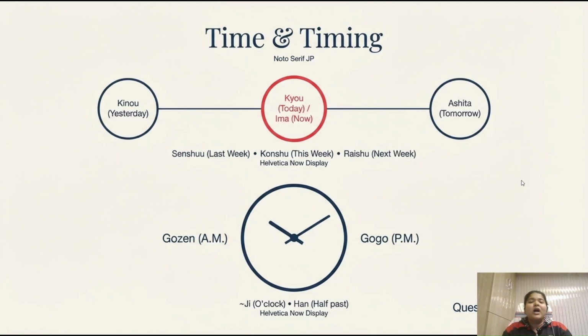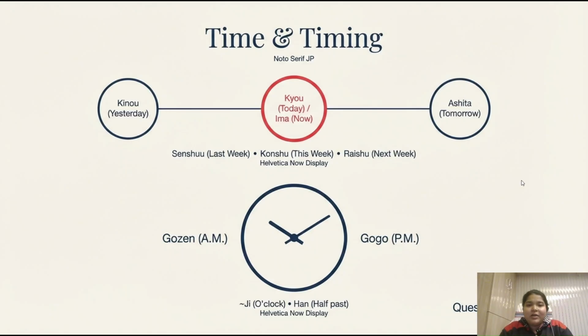Now we have talked about yesterday, today, and tomorrow. Now comes last week, this week, next week. What are they known as? Last week is known as senshu. Because we have double U's over here, and even in the yesterday one we have OU, we have to be very particular. We have to stretch that word because this is how I have learned it. Senshu, konshu. Then we have raishu.